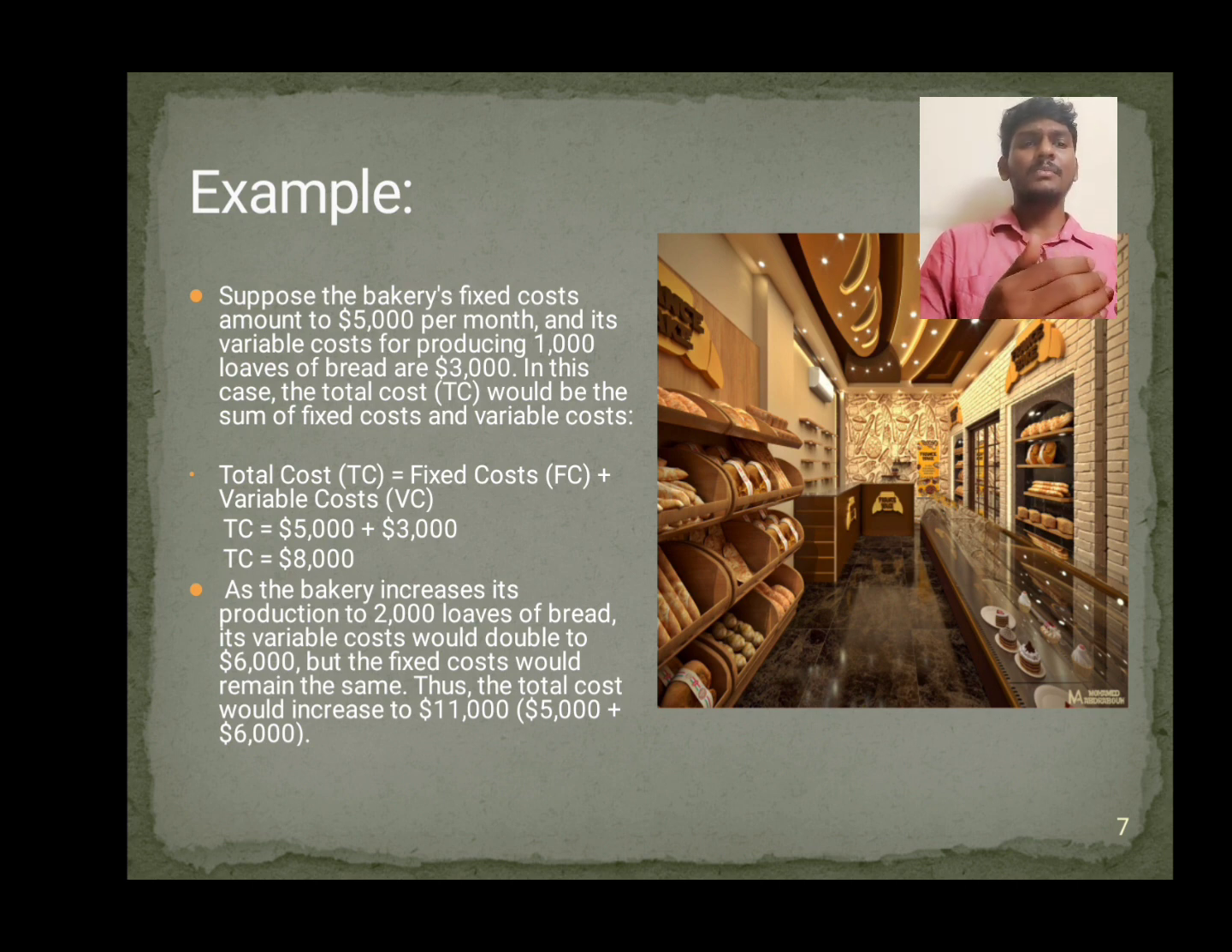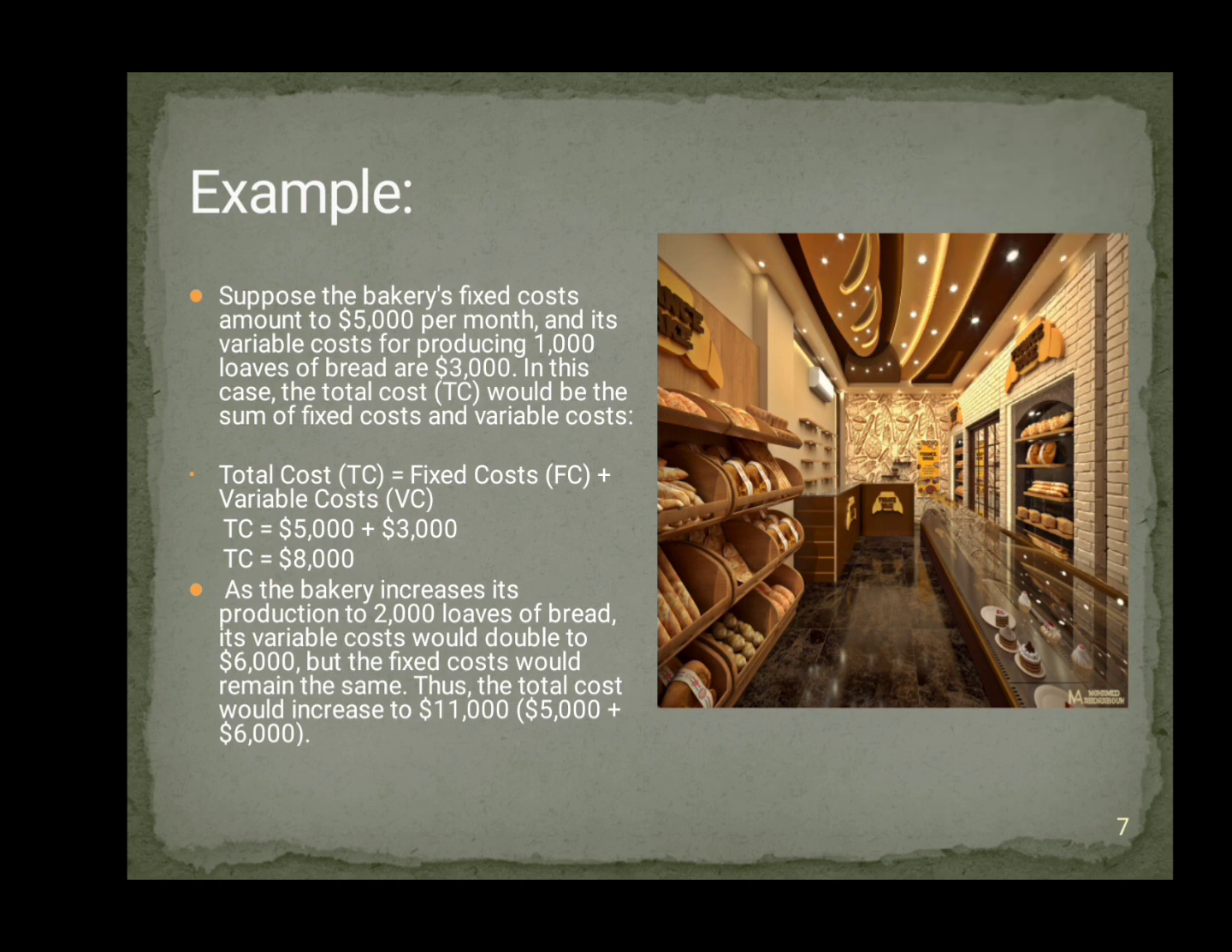As the bakery increases its production to 2,000 loaves of bread, its variable cost would also double to $6,000, but the fixed cost would remain the same. Thus, the total cost will be $11,000, which is the sum of $5,000 and the increased variable cost of $6,000. This is an example of fixed and variable cost.